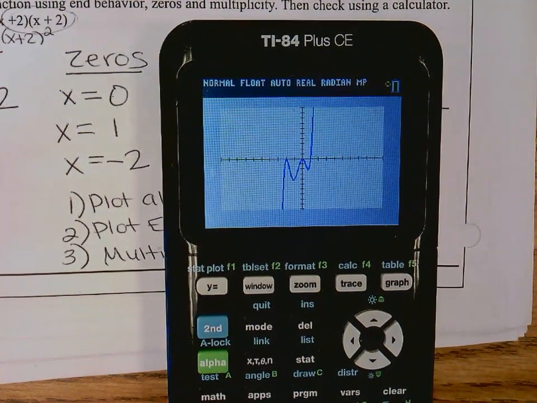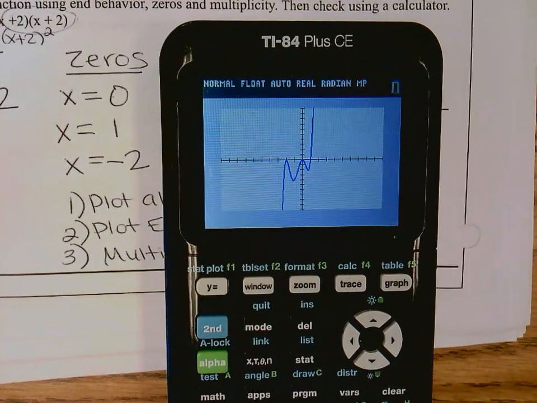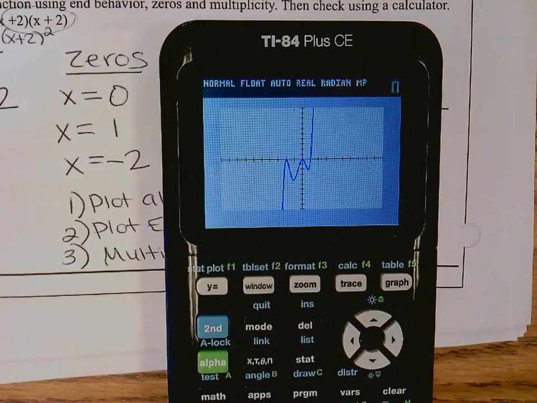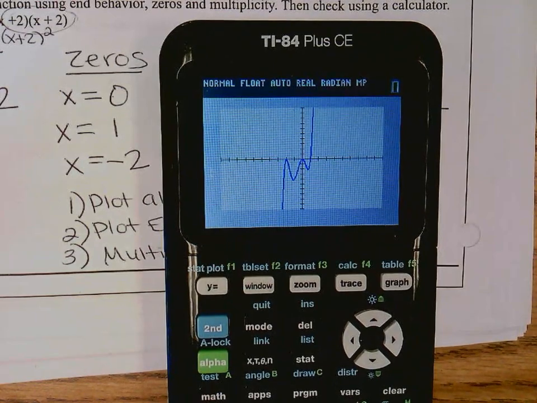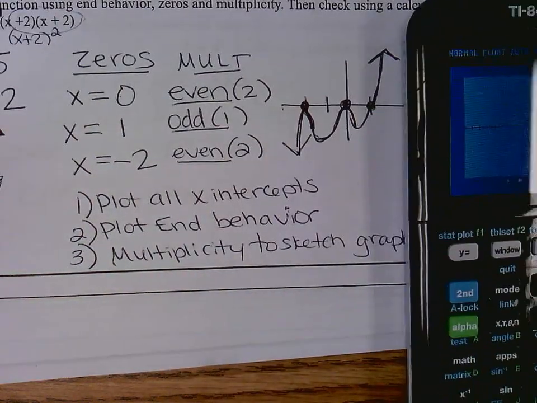So mine wasn't that far off, right? Bounce off, and then go up. I had never looked at that graph before. So only from x-intercepts, end behavior, and the multiplicity, I got pretty close to what the graphing calculator told me.